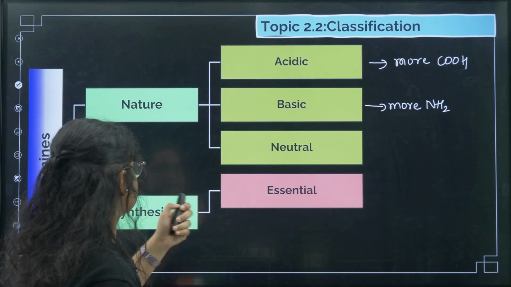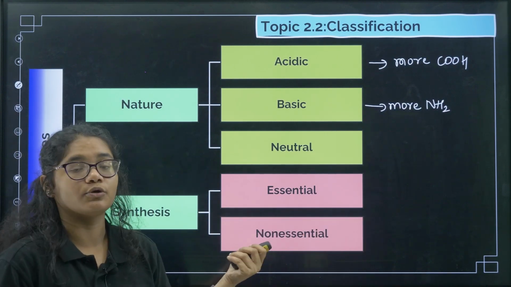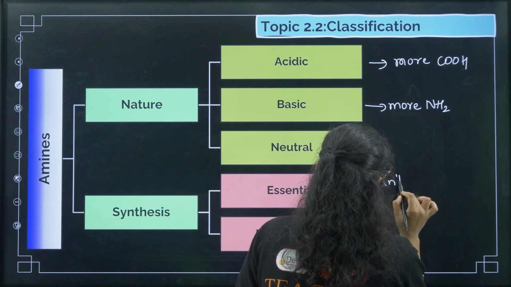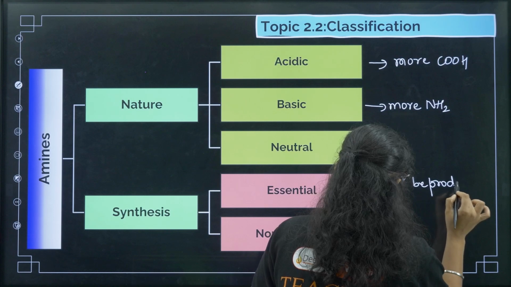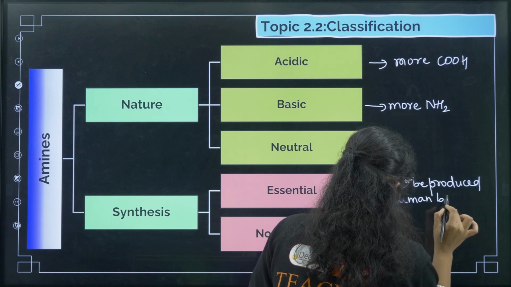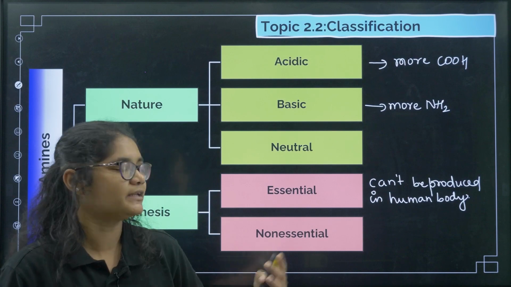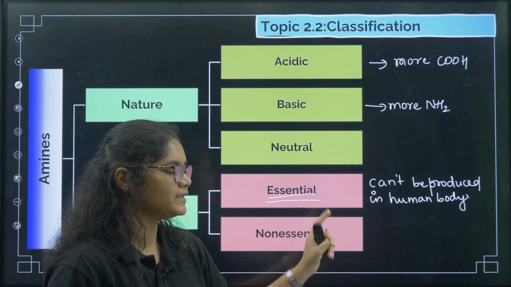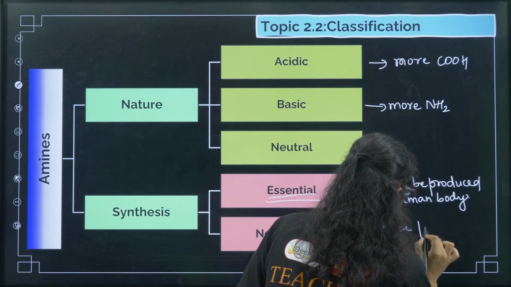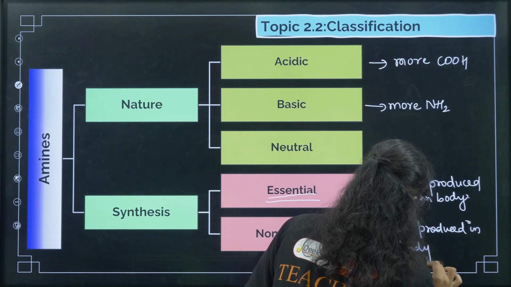Then coming to synthesis. Synthesis is very important because on the basis of synthesis, we have essential amino acids and non-essential amino acids. Now what is an essential amino acid? That which cannot be produced in the human body. Okay. If it cannot be produced, then how are we going to get this amino acid? From the diet, from the plants, from the food we need to get these amino acids. These are called essential amino acids. Now non-essential can be produced in the body.